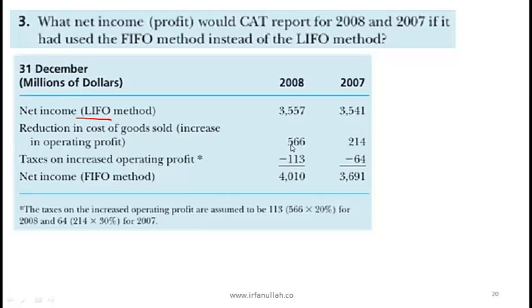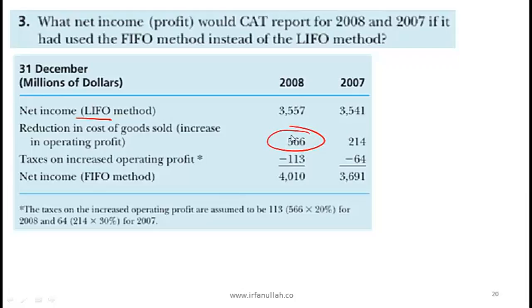So remember, why is there a higher net income? There is a higher net income because there is a higher gross profit. Why is there a higher gross profit? Because there is lower COGS. How much lower is the COGS? The COGS is lower by 566, which was the change in LIFO reserve. So that's where the 566 comes in.